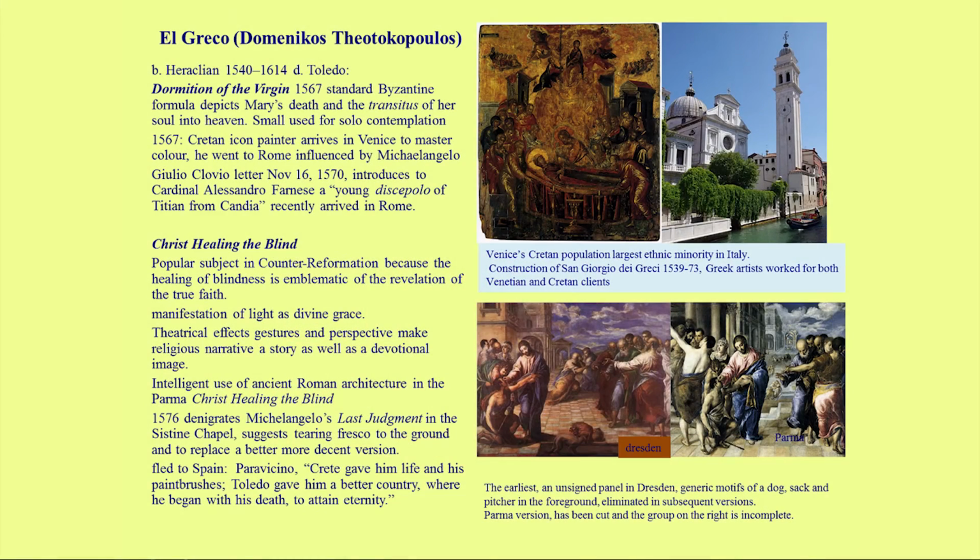Let's look how this might work in the same person at the same time. Here is Dominekos, who is working in Crete, and this is an icon painting. It's a classical tradition that's nearly 1,000 years old at this time. It's the last painting he did before he comes here, which is to Venice. And this is the church that was built, and this was the largest Greek colony outside Greece.